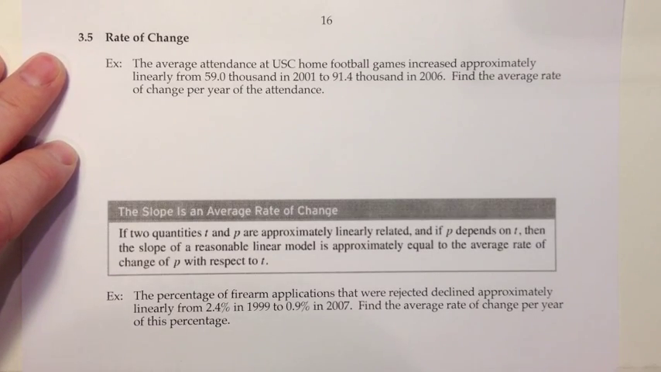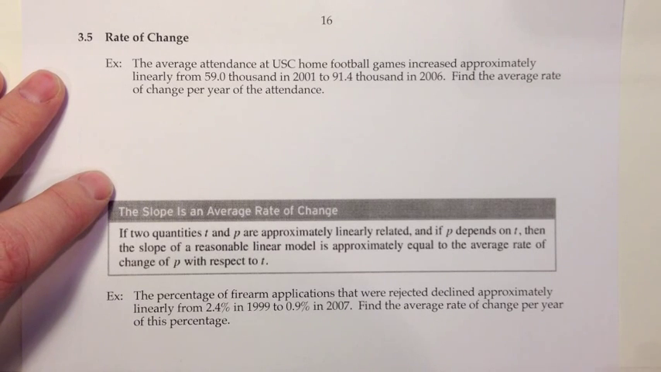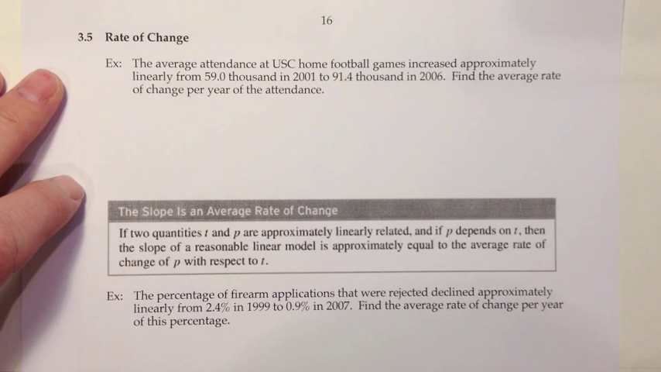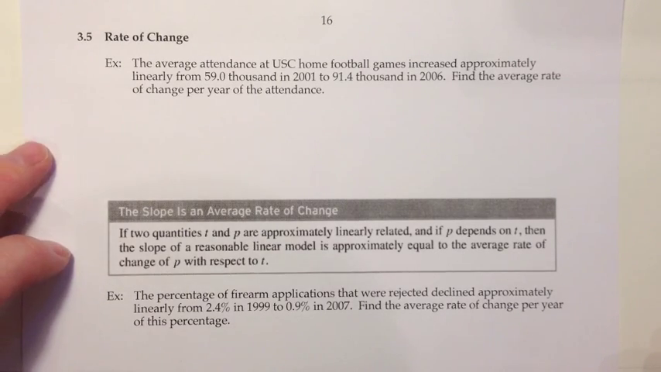Section 3.5, Rate of Change. So let's look at an example and see what they want us to do here. The average attendance at USC home football games increased approximately linearly from 59,000 in 2001 to 91.4 thousand in 2006. Find the average rate of change per year of the attendance.